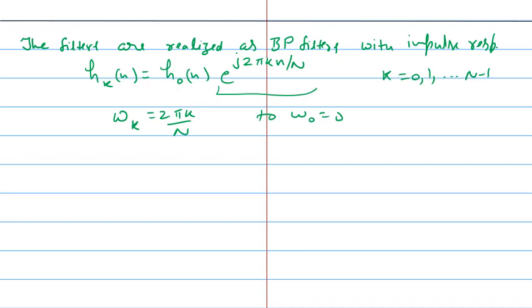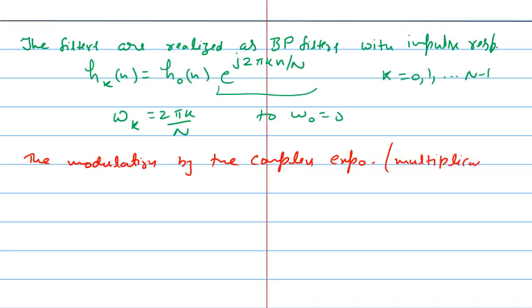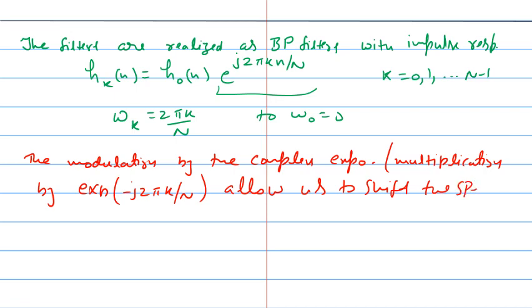Let me write this down fully. The modulation by the complex exponential, that is multiplication by exponential of minus j 2 pi k by capital N, allows us to shift the spectrum from omega k equal to 2 pi k by capital N to omega naught equal to 0. Okay.